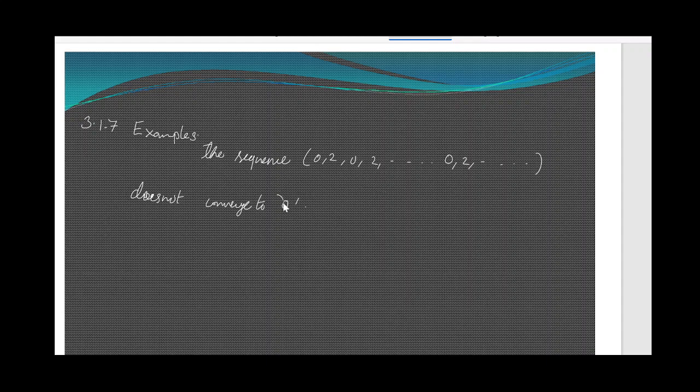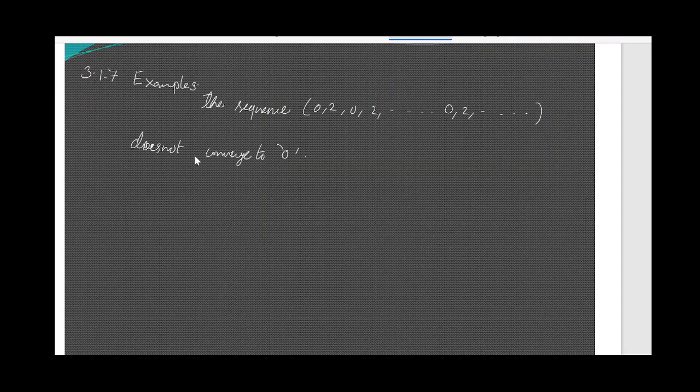First we will show that this does not converge to 0. How to show? For that we should take an epsilon, right? So let me take epsilon equal to 1. Then suppose I take my n to be an even number.